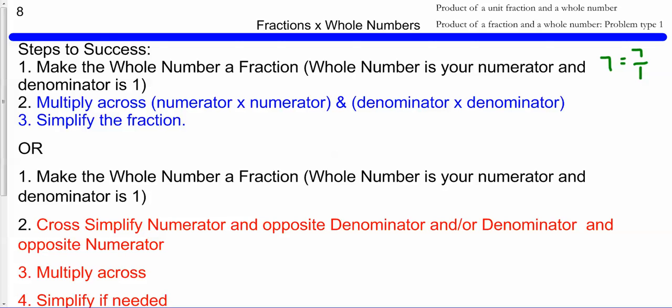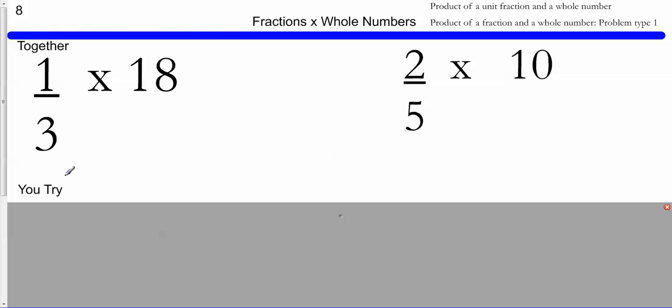Step 2, multiply across, numerator times numerator, denominator times denominator, then simplify. Or, as we talked about last lesson, we can simplify first and then multiply across and then simplify again if needed. So let's take a look at some examples. Here's what the problems look like.